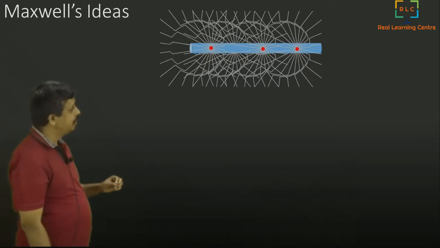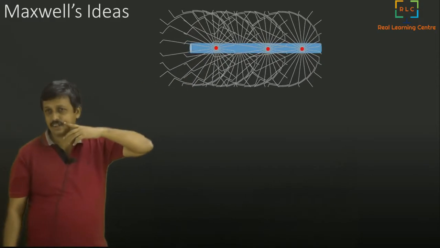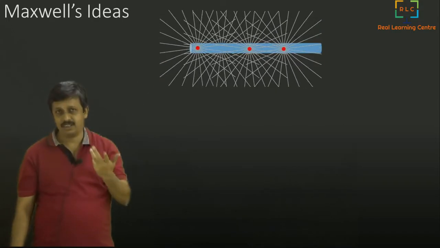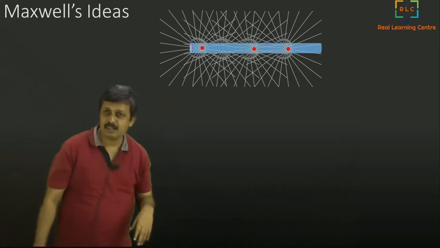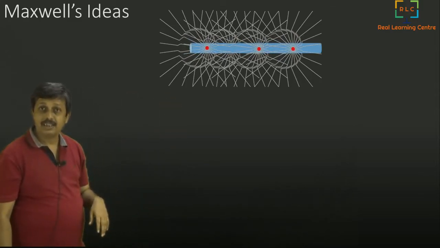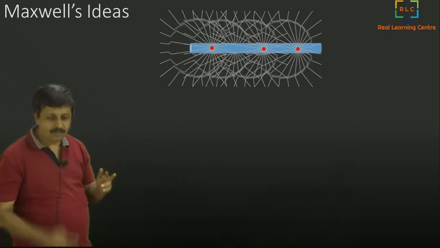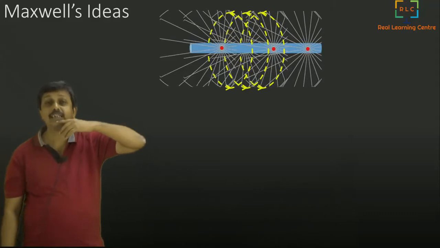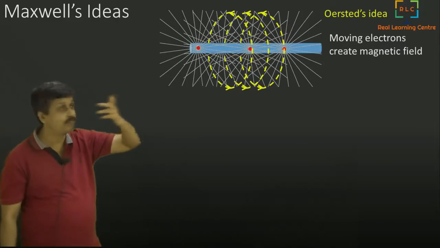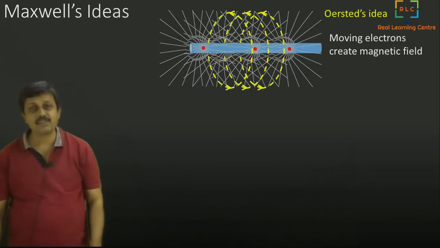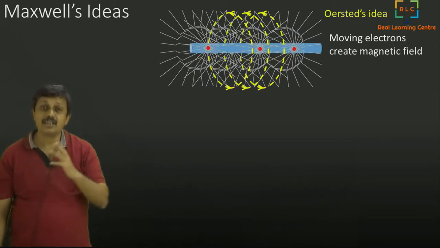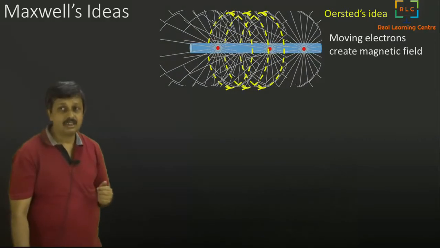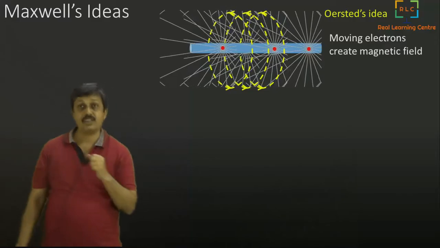So you see here, if electrons are moving in a conductor, okay, if an electron stands still, you know that it produces an electric field around it. So electrons moving in a conductor means current is flowing. So when current is flowing, there is a magnetic field around that. Who said this? This idea was not from Maxwell. This idea was from Oersted. Oersted basically saw that when you make current flow through a conductor, you can see a magnetic field around it. So moving electrons create a magnetic field. That is what he saw.